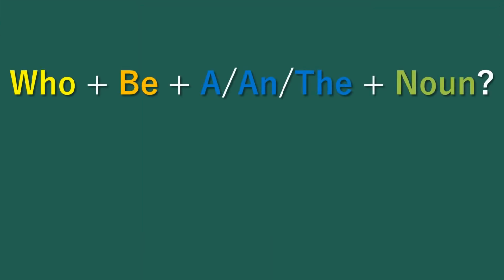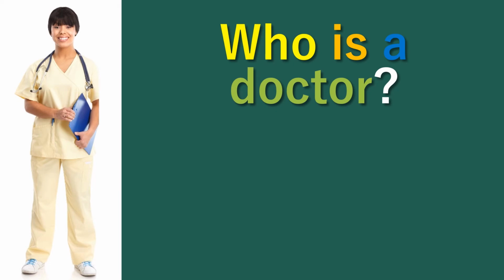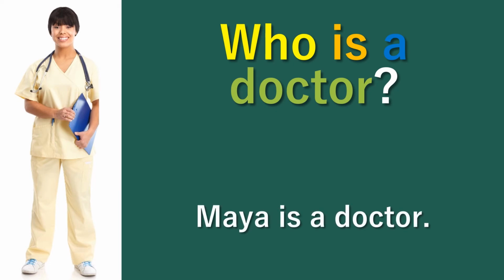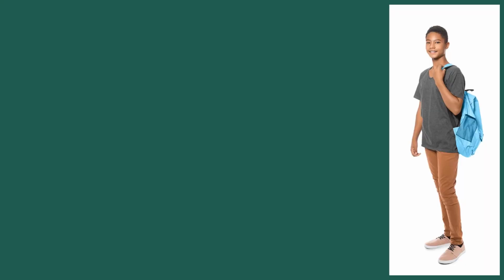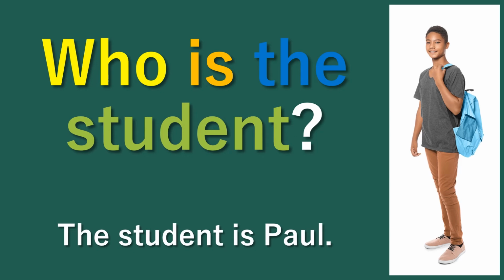Who can also be used with the verb be, an article, and a noun. Who is a teacher? Who is a doctor? Maya is a doctor. Who is the student? The student is Paul.